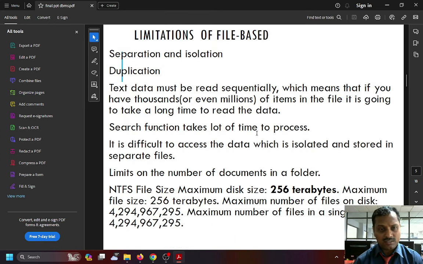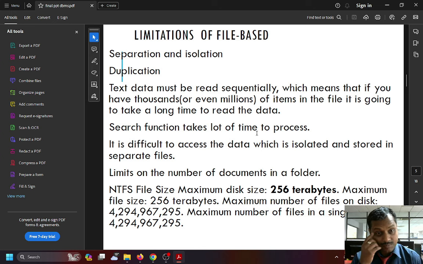Now maybe you have understood what exactly a database is. There are certain problems with the regular file system, when you are using a Windows system, which I can call a file-based system. What are those problems? First is separation and isolation of the data. It is quite difficult to keep data separated with isolation when you are using a regular file-based system.